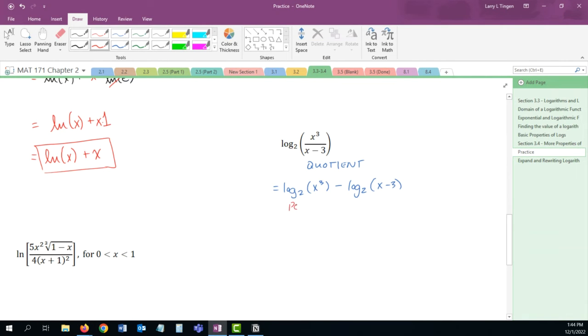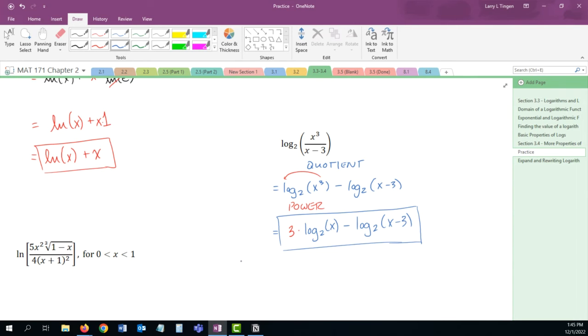And then the power rule kicks in because that first term has something to a power. So log base 2 of x cubed is the same thing as 3 times the log base 2 of x minus, and the second term is not impacted. Is there anything left to do? Nope, because I'm drawing a square around it, right? Nothing left to do because on the inside of my logs, I do not have multiplication, division, or something to a power, so I can't do anything else.